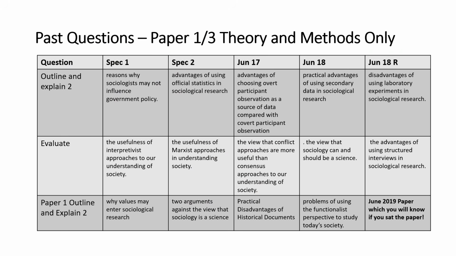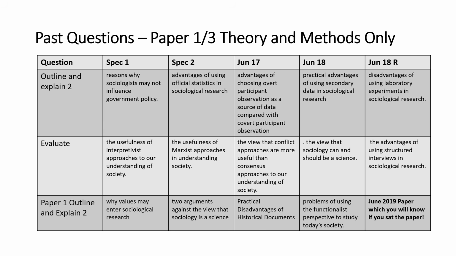So the way I've set this out is we've got an outline and explain 2, and that's the top row. That's question 5 from paper 3. Evaluate, which is a 20 marker, which is question 6 on paper 3. But also this section can come up on paper 1, which is question 6. Again, outline and explain 2 reasons why. So if we look through on the first set of specimen papers, it was outline and explain 2 reasons why sociologists may not influence government policy. Okay, so that's something to look at.